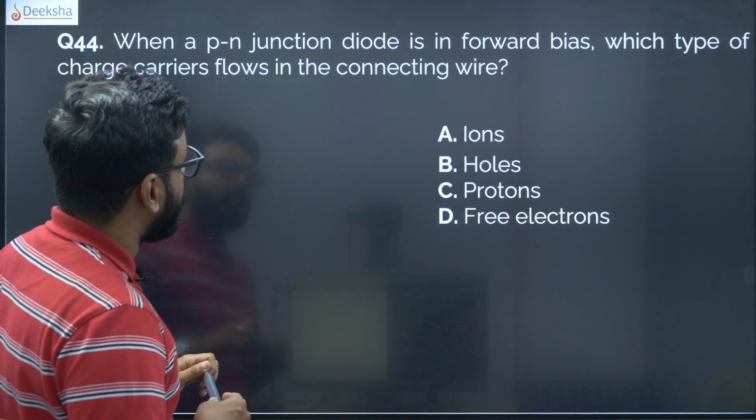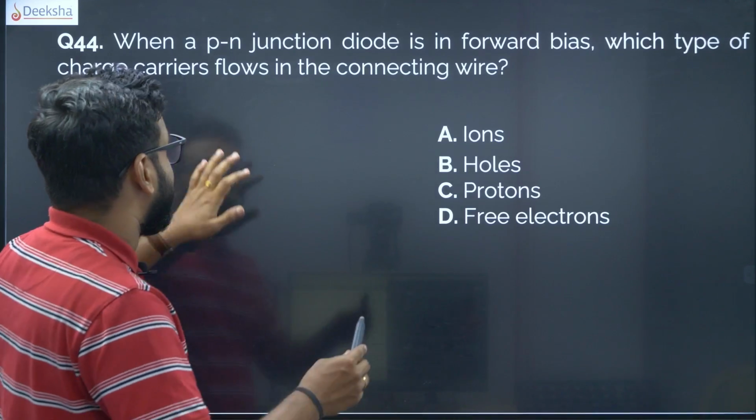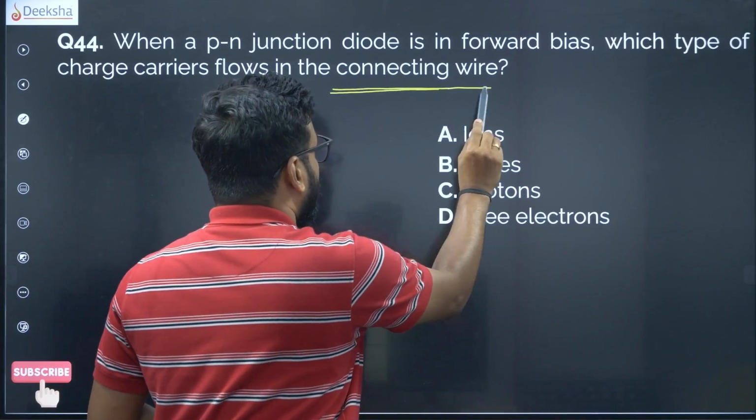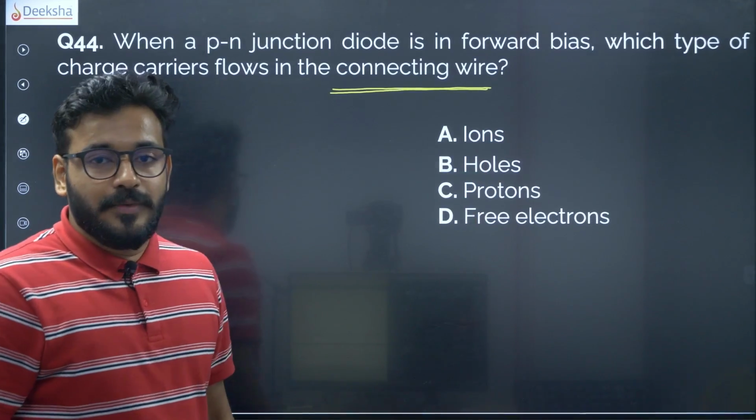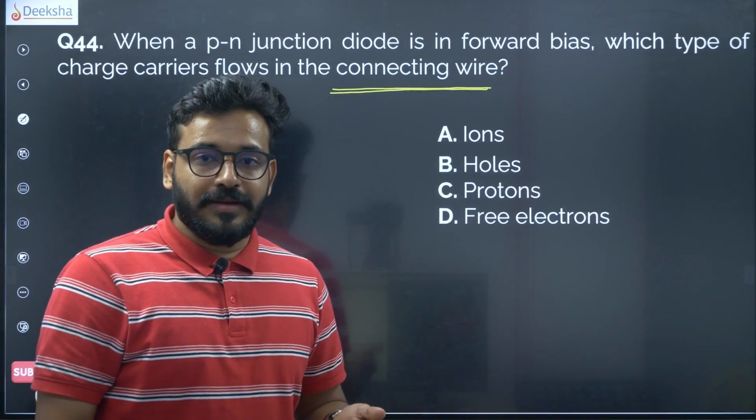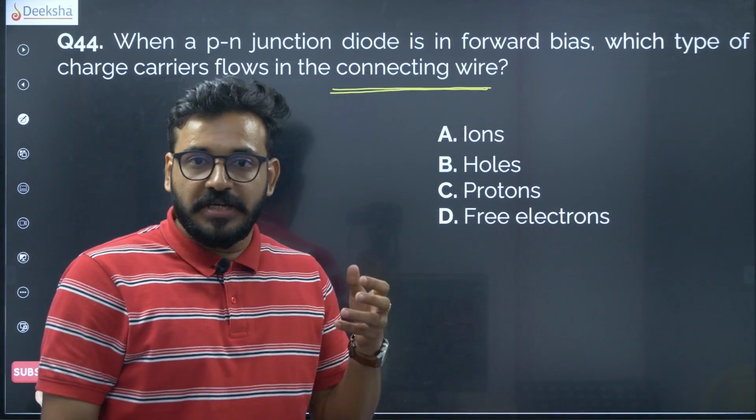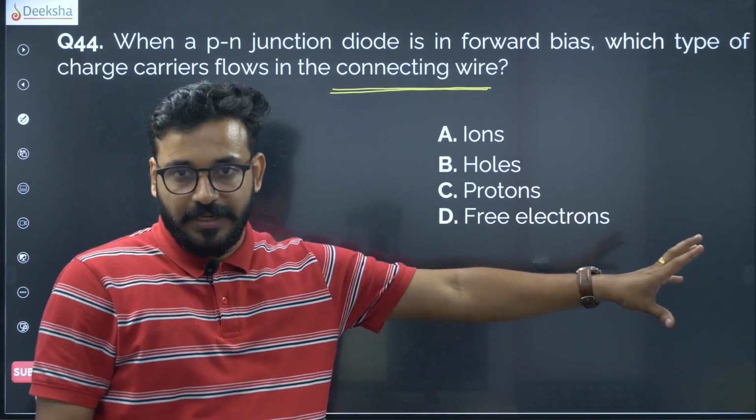When a p-n junction diode is in forward bias, which type of charge carriers flows in the connecting wire? A very important point, important clue. Which charge carriers will be there in the connecting wire? Like majority and minority charge carriers are there in the semiconductor.